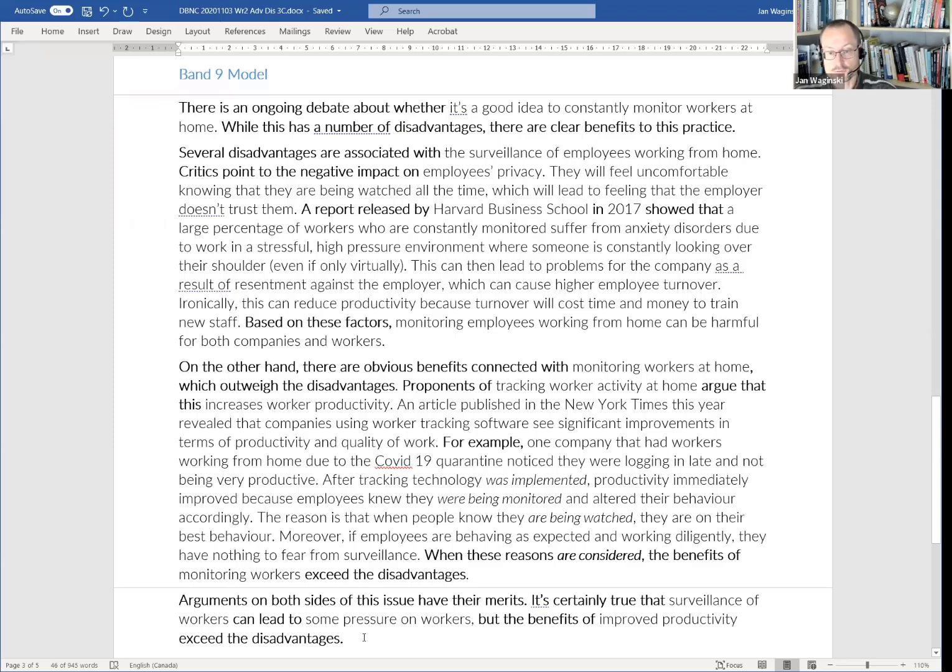If this technology were implemented in more companies, they would also not suffer from decreased productivity when or if their workers are working from home. They wouldn't suffer if they implemented this technology. That's unreal conditional. Yeah, absolutely.